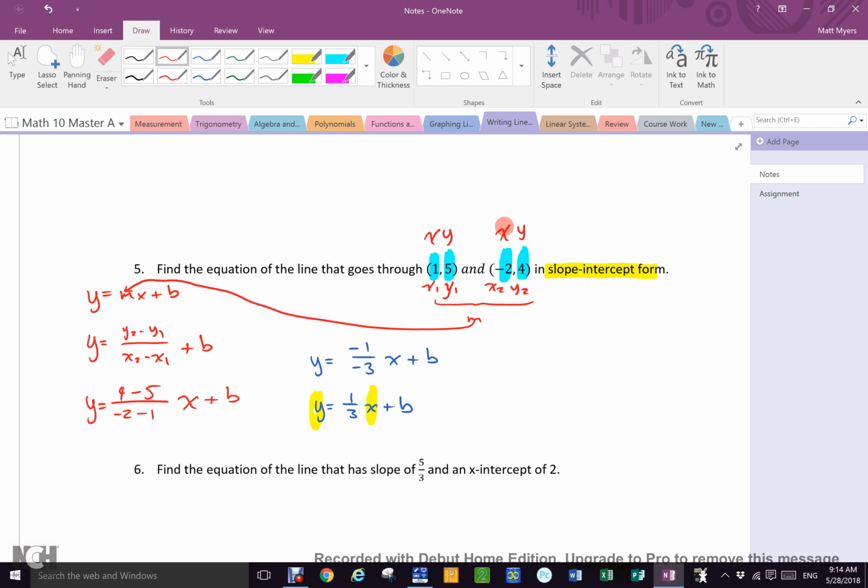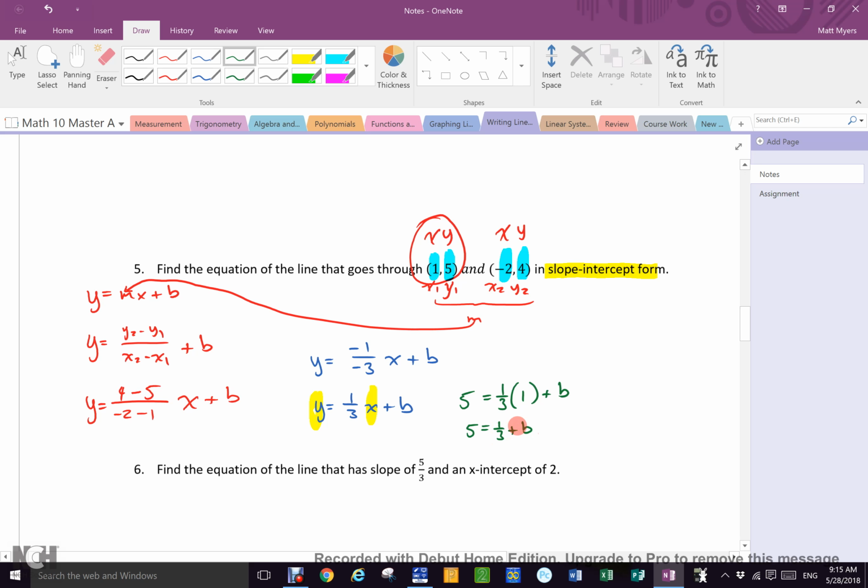Which is the arguably better one to use? 1 and 5. Why would you want to use 1 and 5? Because there's no negative, and 1 times 1/3 is just 1/3, isn't it? So, put this guy in here. What goes for y? 5 equals 1/3. What goes for x? 1 plus b. What is 1/3 times 1? 1, 5 equals 1/3 plus b.